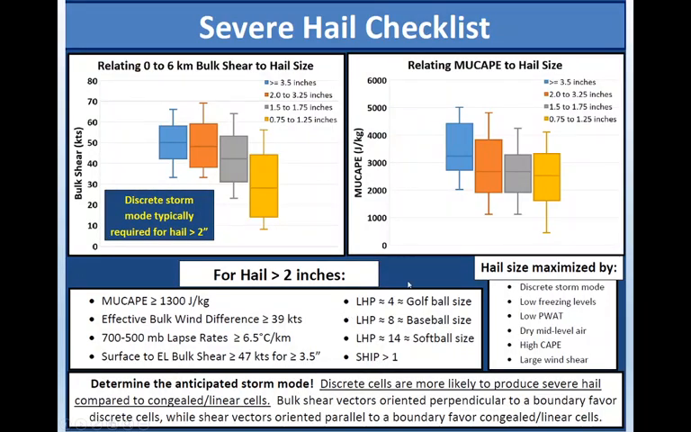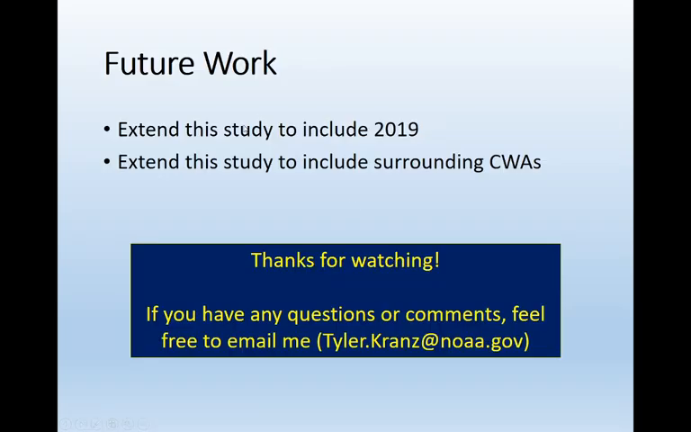So here's that one pager for your reference. I won't go through it. It's kind of self-explanatory, but if you want to try it out for a reference, I find it helpful. So feel free to give that a try this summer when you're dealing with severe weather. And future work for this study would be to extend it to include 2019, so just look at more cases, and then to include the surrounding CWAs as well, once again to increase my sample size and make my results essentially more robust so that I can hopefully get a paper written up that people can use as a reference later down the road. But that's all I got for you guys, so thanks for watching.